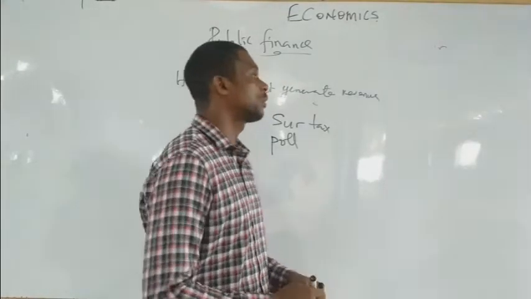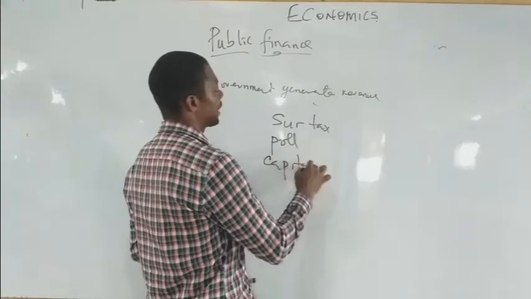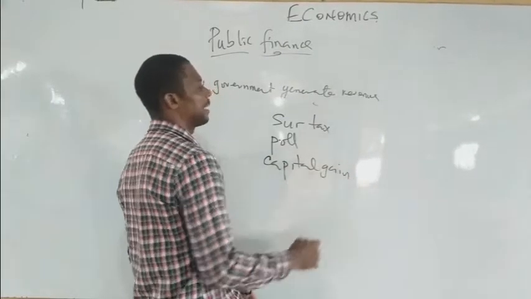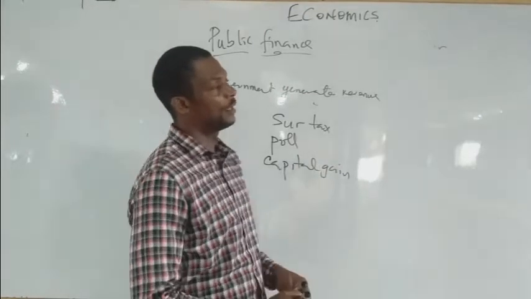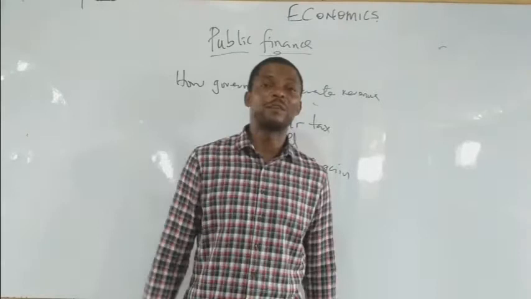And the next one is what we call capital gain tax. What is capital gain tax? They are taxes that are paid on the profit that has been realized from the sales of an asset.